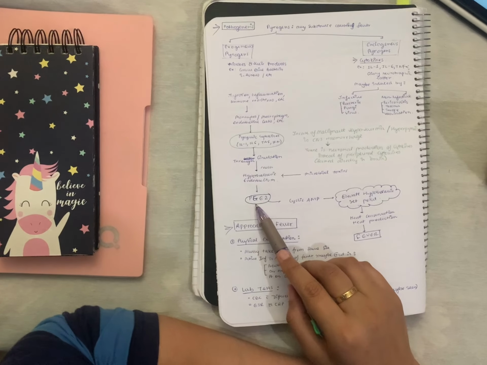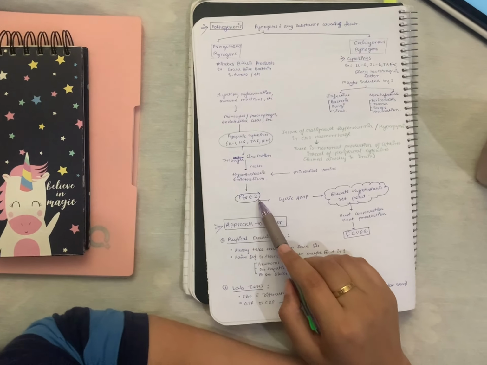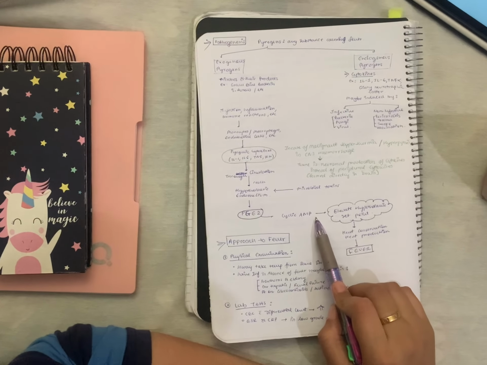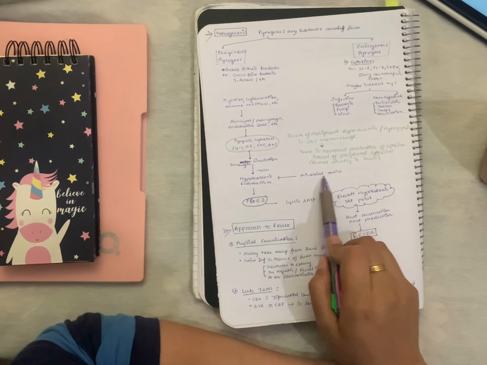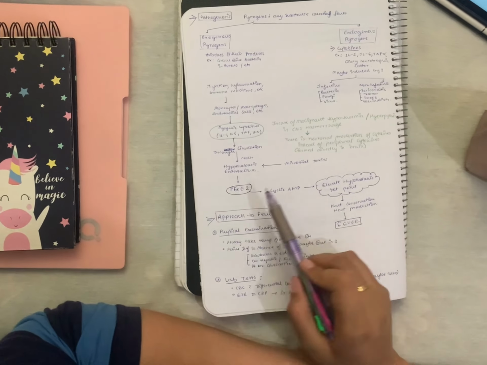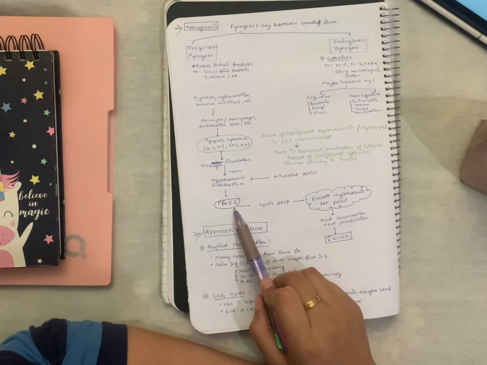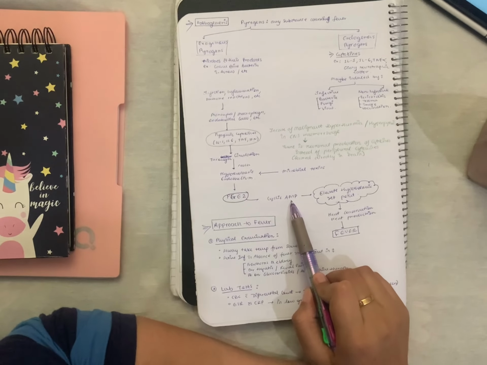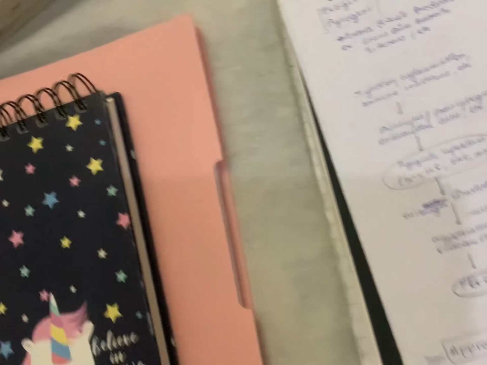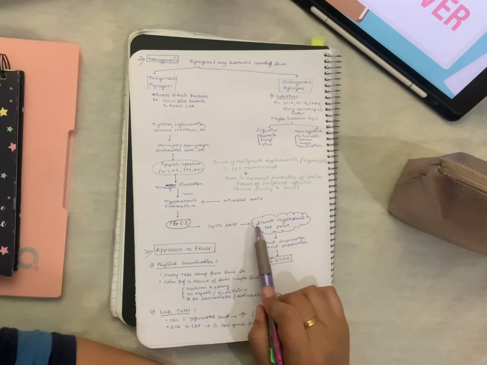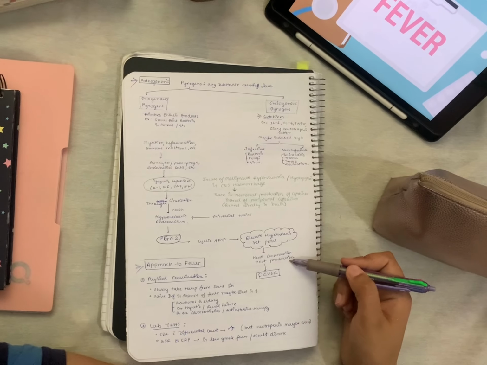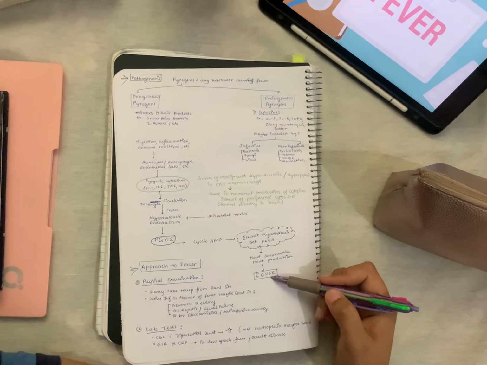Once they reach the hypothalamic endothelium, they will release PGE2, and this PGE2 production will cause cyclic AMP to be produced. And right here, microbial toxins will also help in stimulating the hypothalamus. This will again produce PGE2, again leading to the production of cyclic AMP. This will elevate the hypothalamic set point, leading to heat conservation. Heat conservation will occur, heat production will occur, and fever will be produced.